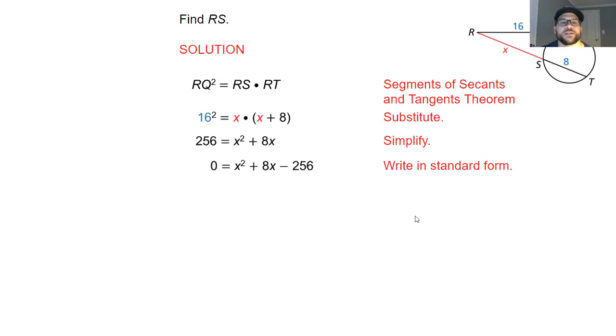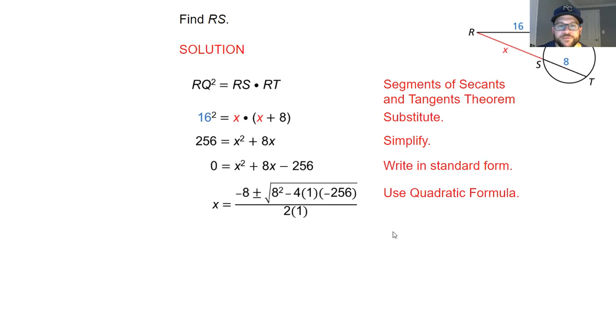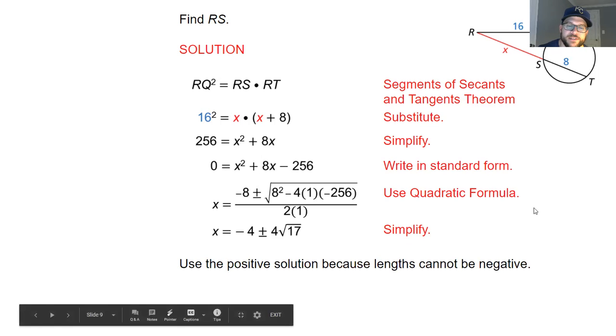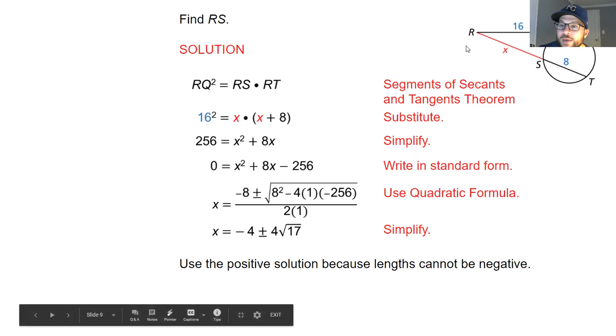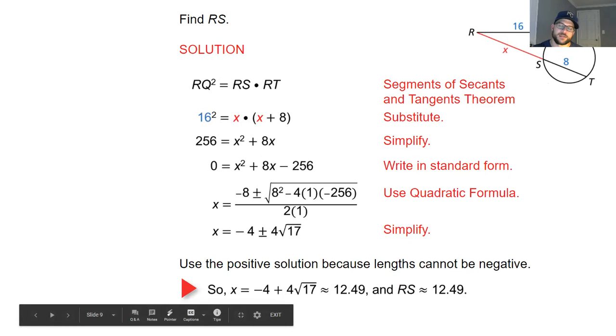Then we're going to write this equation in standard form by taking the 256 over to the right-hand side and then using the quadratic formula to solve. Plugging in for negative b plus or minus the square root of b squared minus 4ac all over 2a, and simplifying that down, you get negative 4 plus and minus 4 times the square root of 17. So we're going to use the positive solution because lengths cannot be negative. Previously, we've talked about how square roots can be both positive and negative. So this is the situation where this is coming up. You cannot have a negative length, so we're going to be using the positive. And you simplify that down to get approximately 12.49 in terms of a real number.